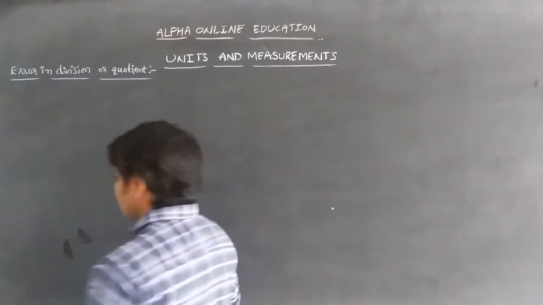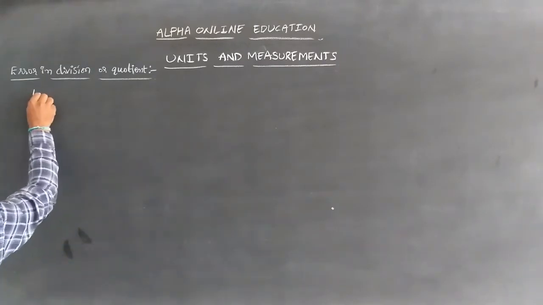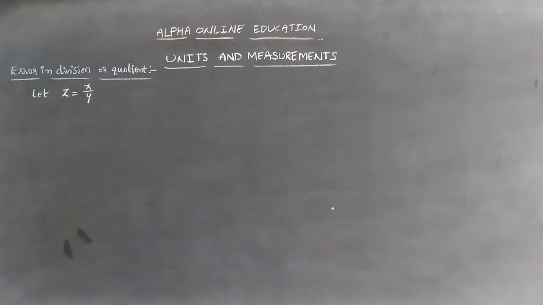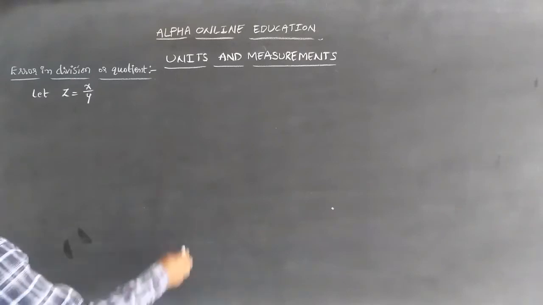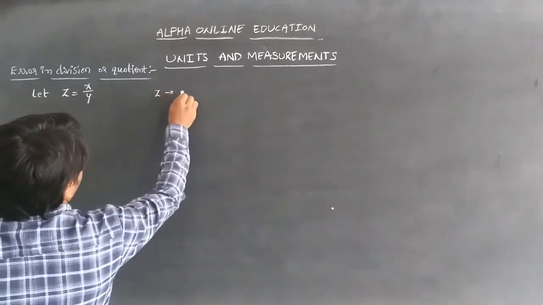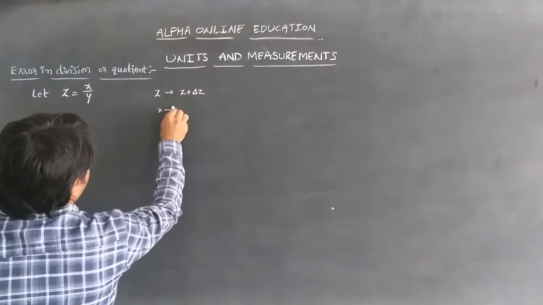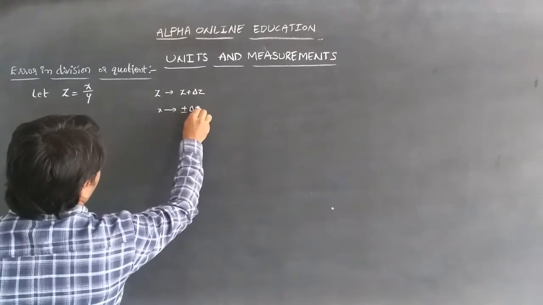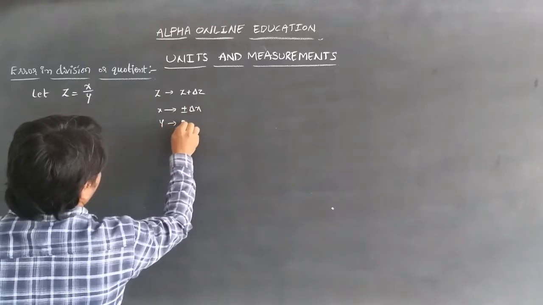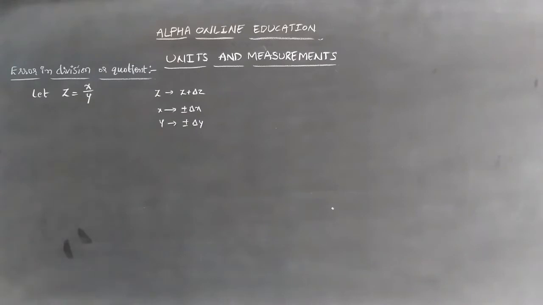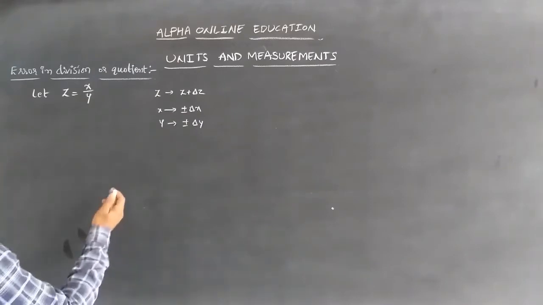Here, same as before, let us take z is equal to x by y. x by y is the equation, that is a division equation. We know that in the error we can write the z term as z plus delta z, because the x term is x plus or minus delta x, and the y term is y plus or minus delta y. These are the absolute errors in the x quantity and the y quantity.